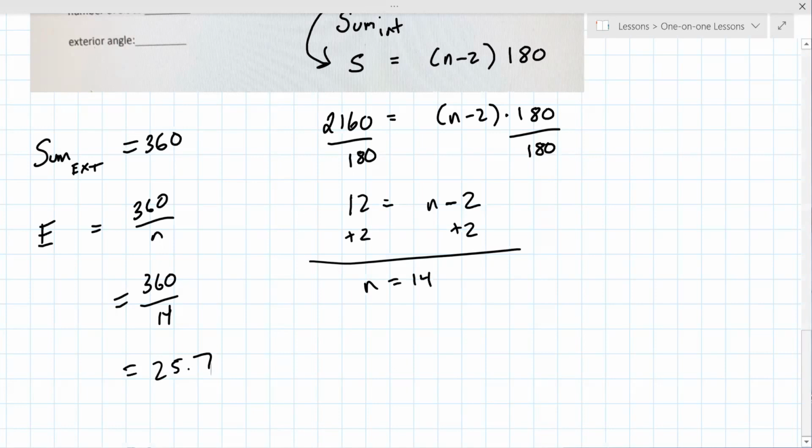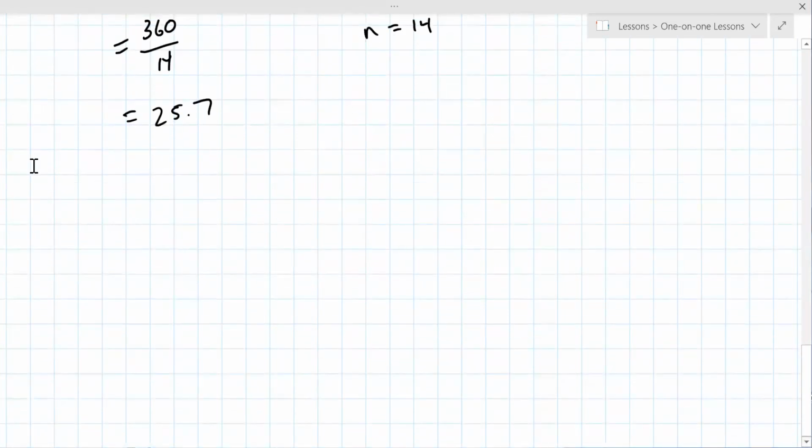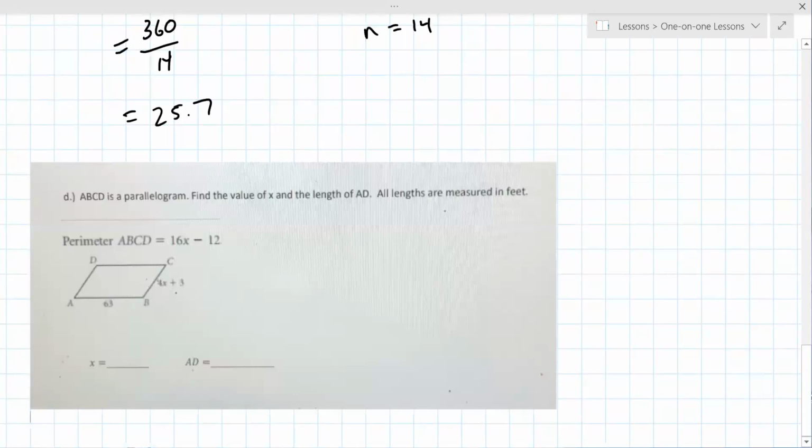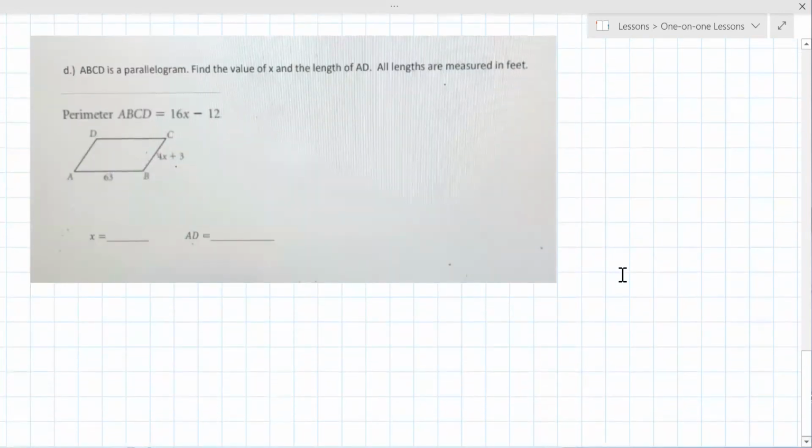All right, I'm back. So any questions on those two formulas or anything unclear about that? No? All right, let's move on to D. ABCD is a parallelogram. Okay, I'm pasting it into our workspace. Find the value of X and the length of AD.